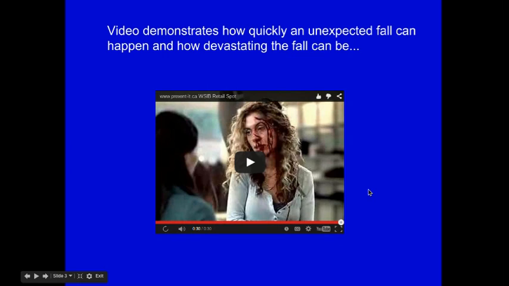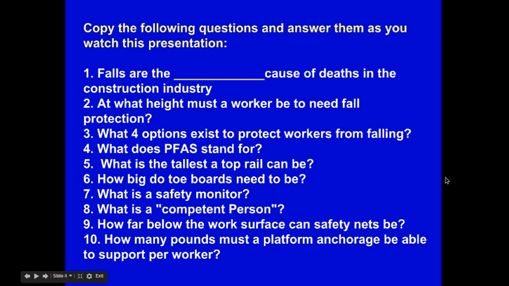So yeah, it can happen just that quick, and it happens to people all across the United States. Companies have to be very aware that if they put their workers in a position where they could fall, the company will be responsible and liable in that situation.